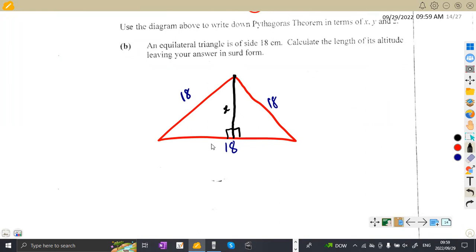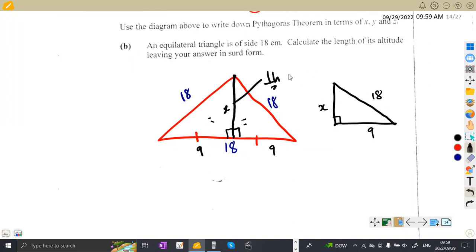Let's just say this is x. How are you going to have this x? Remember, guys, it's an equilateral triangle, and this line is going to divide the base into two equal parts, which means from the 18 that we're having, we're going to have 9, 9. So this is going to be 9, this is going to be 9. So we are left now with a triangle. We can take one of the triangles because these are congruent triangles. So this is x, this is 18, this is 9, and you want to calculate x, which is the altitude, the perpendicular height. This is the one that you're talking about.